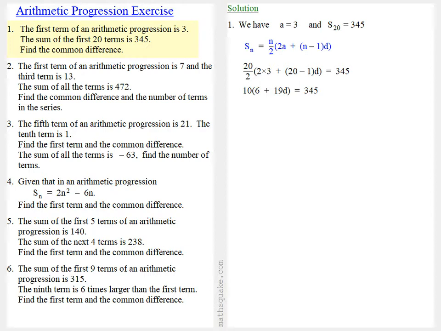Or if we divide by 10, 6 plus 19d is 34.5. Subtracting 6, 19d is 28.5. So d is 28.5 divided by 19, which is 1.5. So we have the common difference is 1.5.